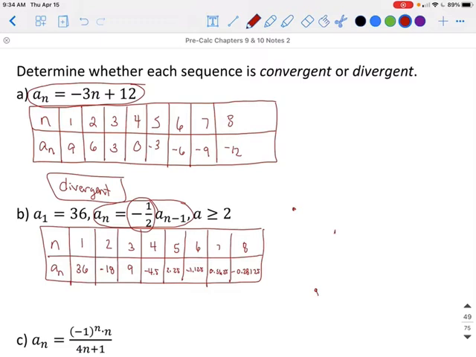Now, if you notice, we're jumping from a positive number to a negative number. So we have one up, then the next one's down. Then we're up and we're down. But these values are getting closer and closer as they alternate between positive and negative to the value of 0. Since these values are getting closer and closer to 0, this would be convergent.